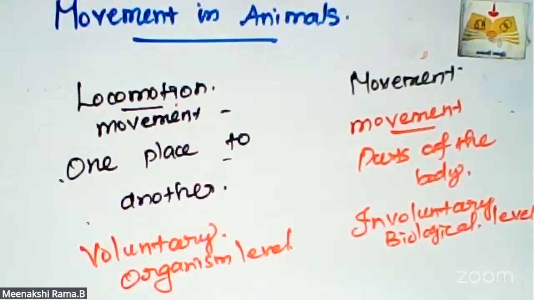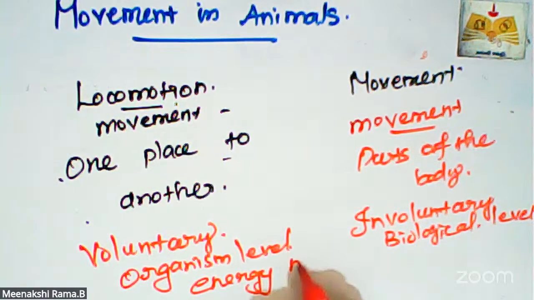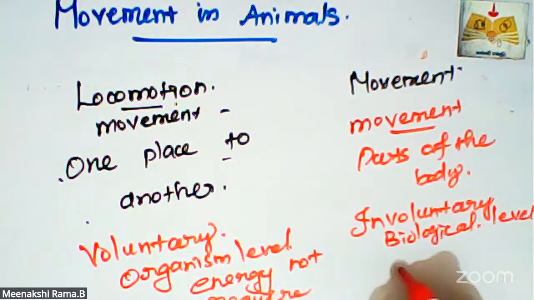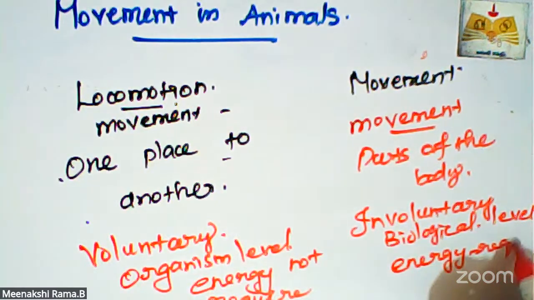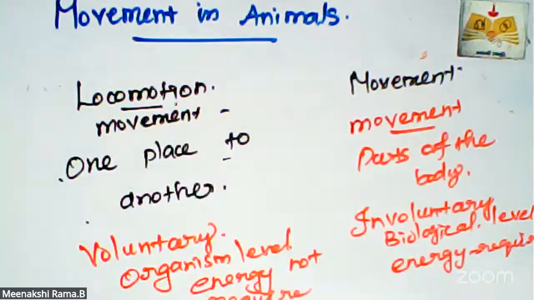And next, locomotion does not require energy, but movement requires energy. So energy is not required for locomotion. For movement, energy is required. That is a must. Okay. So these are all the differences between locomotion and movement.